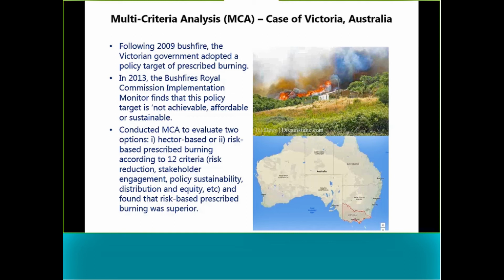Just to give you an idea that multi-criteria analysis is a little bit more flexible in taking into account these hard-to-quantify aspects such as community engagement and so forth.